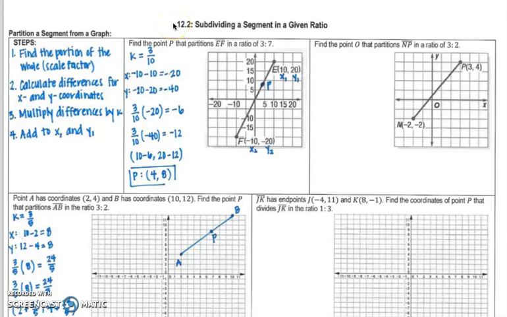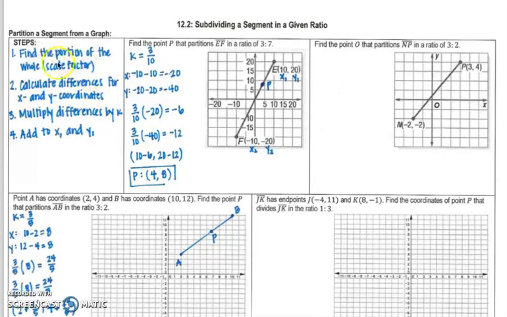Today we're going to be doing lesson 12.2, which is subdividing a segment in a given ratio, otherwise known as partitioning a segment. Partitioning a segment from a graph and partitioning a segment algebraically are the same thing, because I teach it the same way, since I think it's the easiest way to understand it. I've given you some steps to follow along with, and I would recommend you use them, because it makes partitioning a segment much easier.